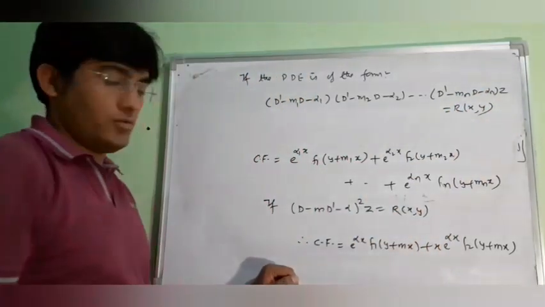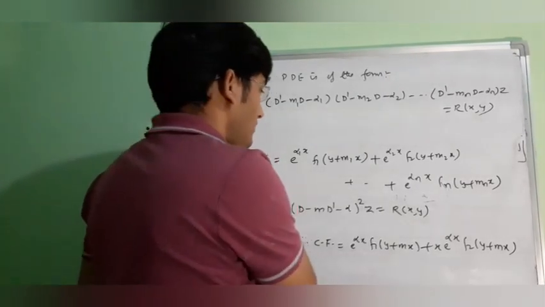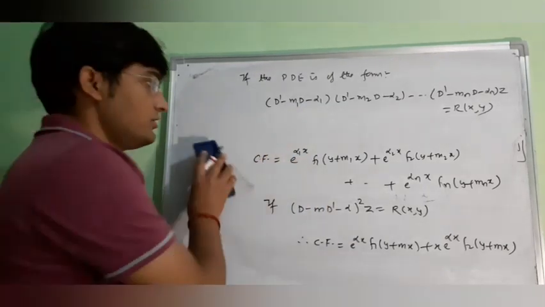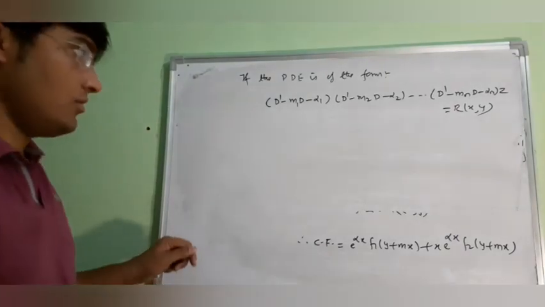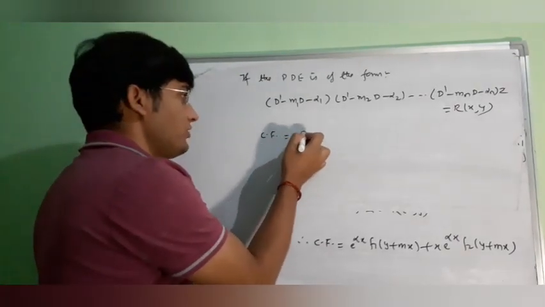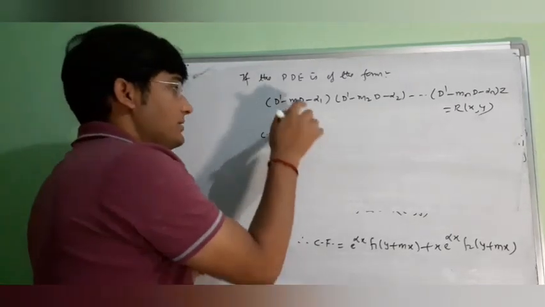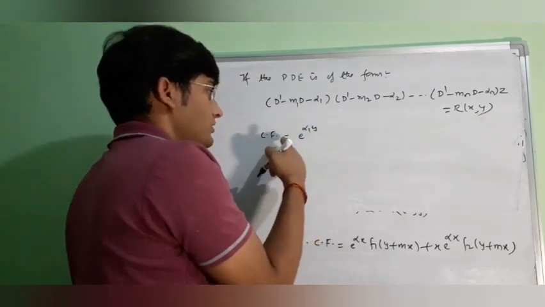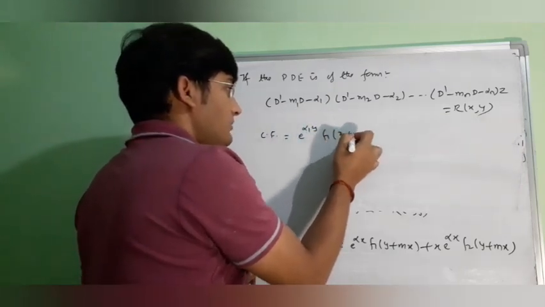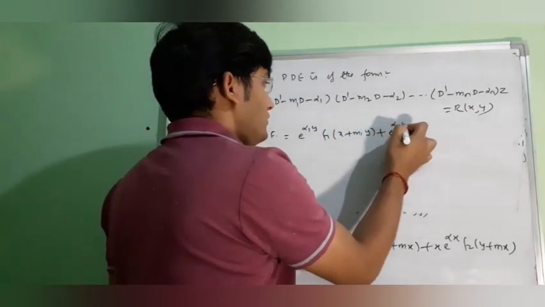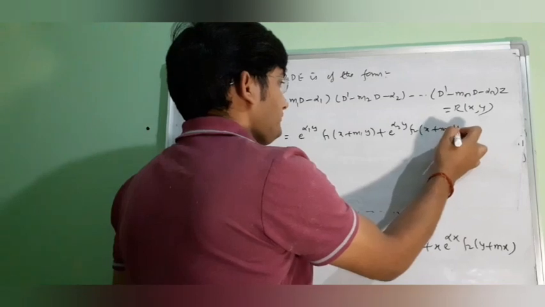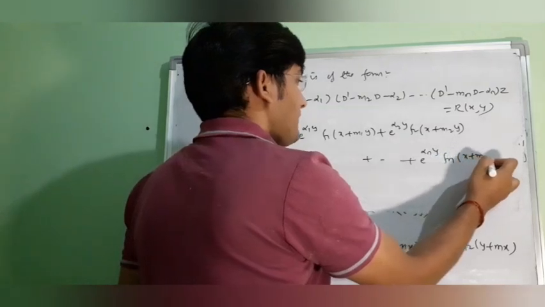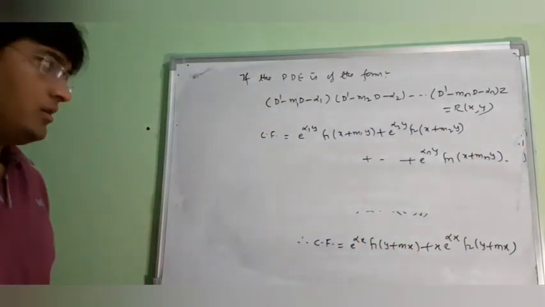Now if the PDE is of this form, then our CF will be, now earlier our CF was this one. Now as D and D' have been interchanged, our solution will also change. Therefore CF will be e^(α1 y) f1(x + m1 y), because we have replaced D and D', so our solution changes accordingly. Then the next term will be e^(α2 y) f2(x + m2 y), and finally the last term will be e^(αn y) fn(x + mn y). So this is your complementary function.